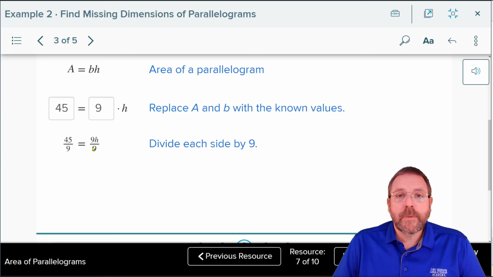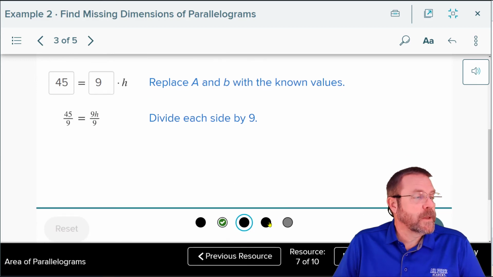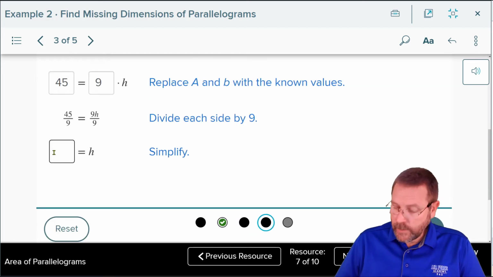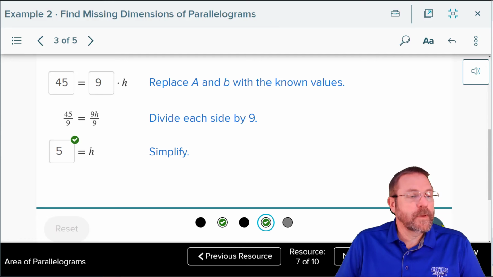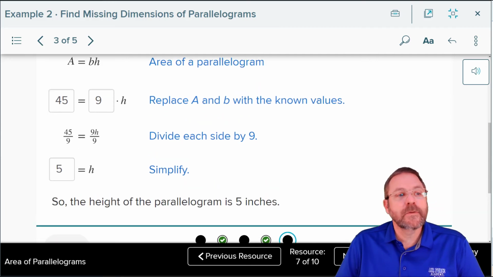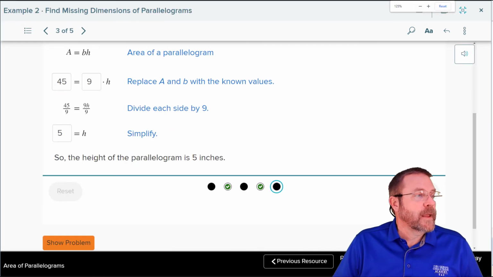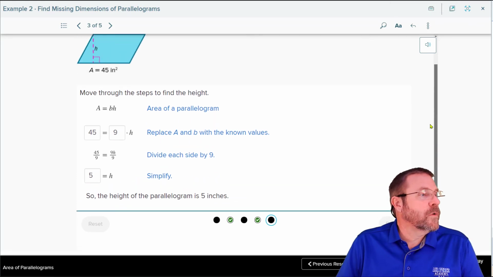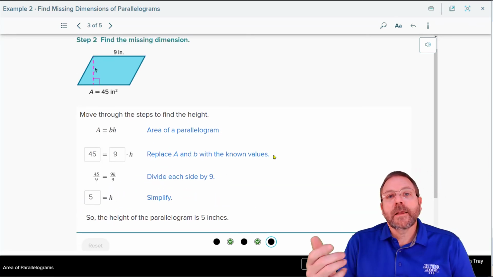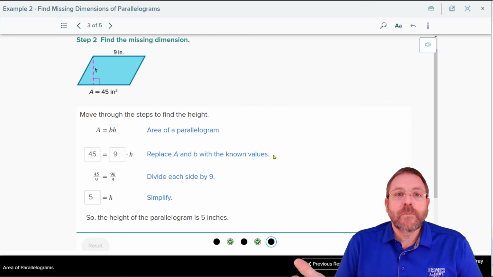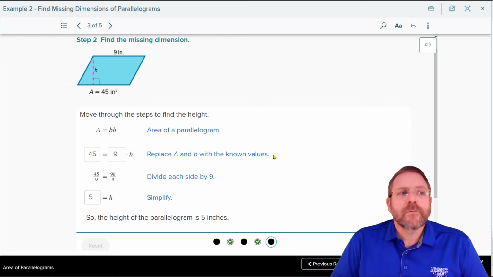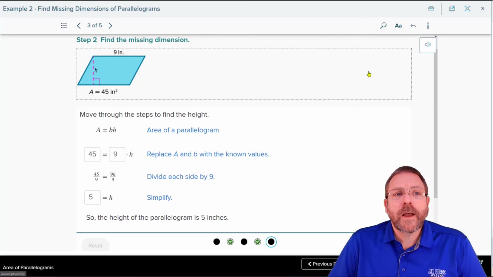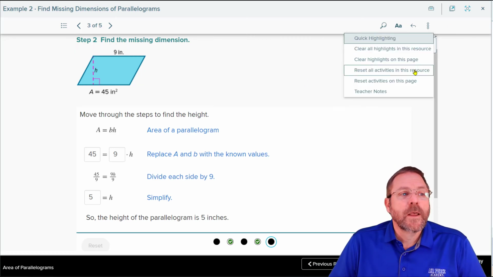9 divided by 9 became 1. 1 times h became h. And 45 divided by 9, well, that's going to end up being 5. So our height is going to be 5 inches. And that is what showing your work is going to look like. You have to lay out your formula, plug in what you know in the formula, and then isolate your variable. It really is very simple, and you already know how to do everything that we're doing for that particular type of problem.